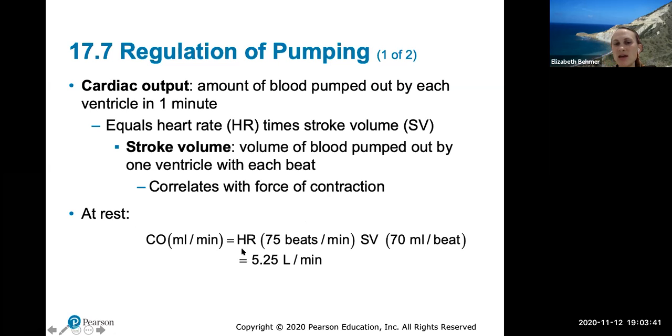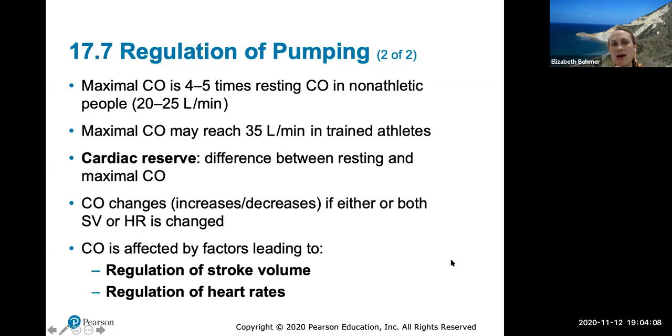So at rest, if your heart rate is normally about 75 beats per minute and the stroke volume is about 70 milliliters per beat, so that's about 70 milliliters of blood pumped out of one ventricle with each beat, at rest your cardiac output is normally about 5.25 liters per minute. I want you guys to just know how to calculate cardiac output. So cardiac output is equal to heart rate times stroke volume. If you can just remember that equation, because we'll learn about how cardiac output is then changed or regulated with different things that your body could be going through.